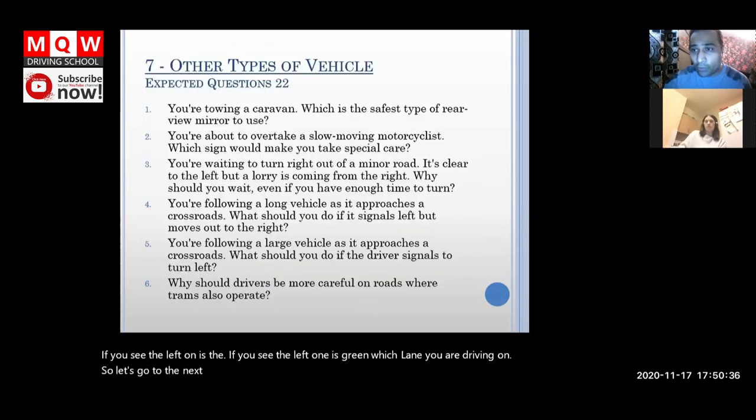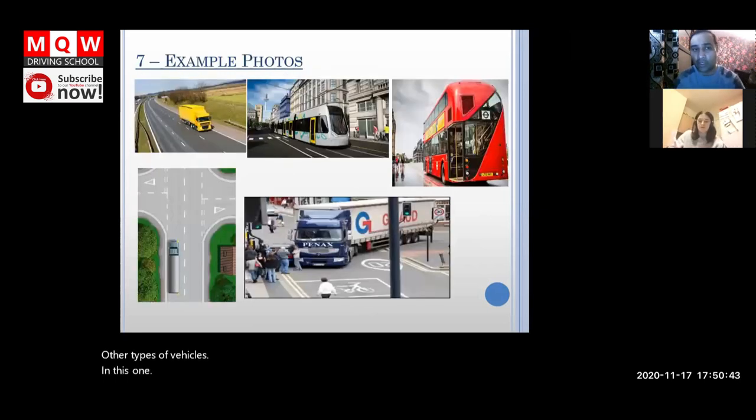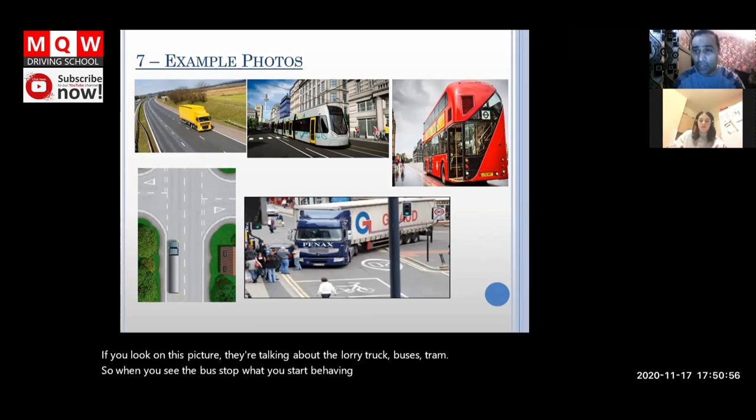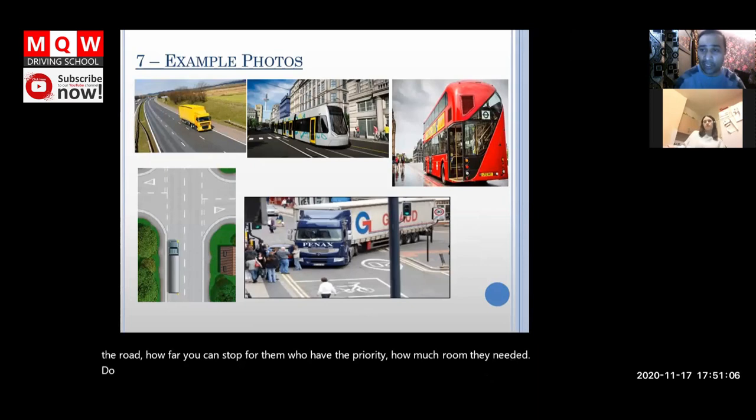Other types of vehicles. In this one, if you look at this picture, they are talking about the lorry, truck, buses, tram. So when you see the bus stop, how should you behave around them? If you see lorries turning into the road, how far can you stop for them, who has the priority, how much room they need. Do they swing right before the turn to the left because they need a big room? So is this a good time for you to overtake them or should you better wait for them?